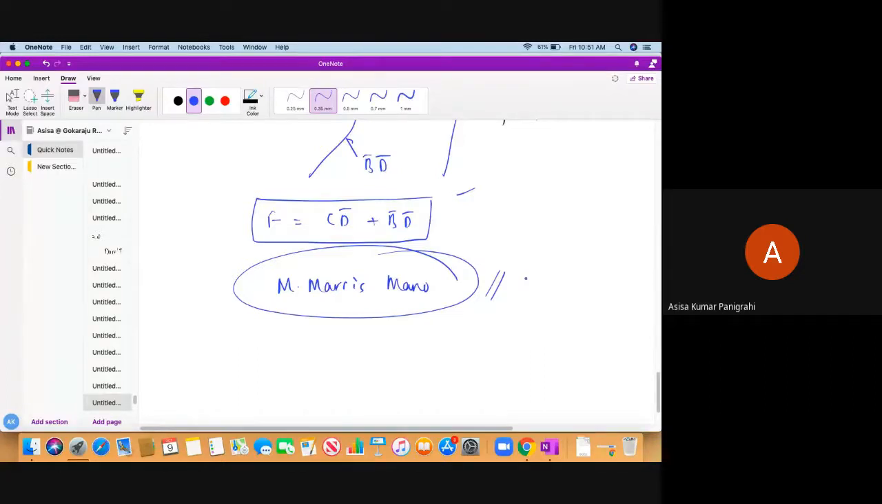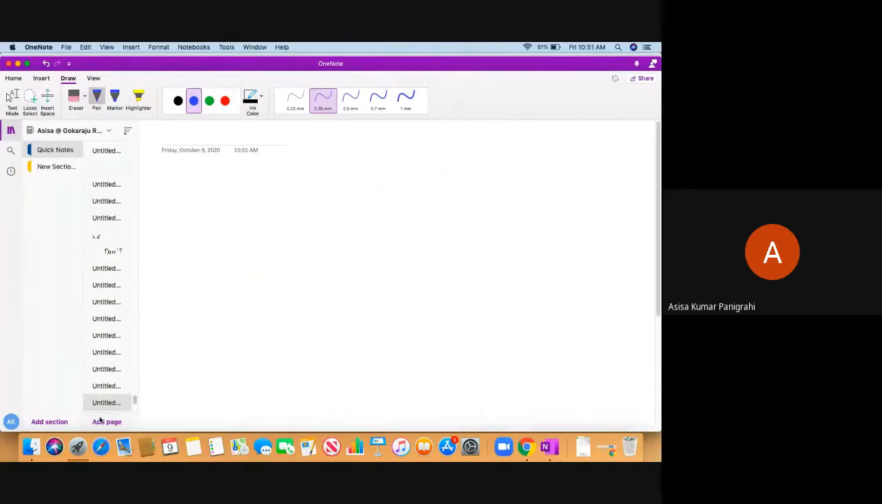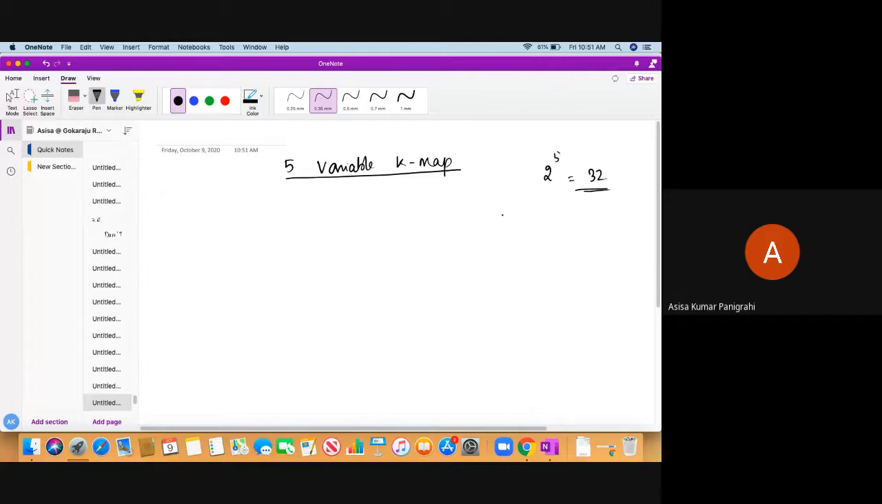Next, we'll go for the last part of the KMap, which we have not yet discussed. If the function is given of 5 variables, so if it is a 5 variable KMap, tell me how many combinations are possible, or how many cells are required to represent 5 variables. Obviously it is 2 to the power 5, 32 cells required. So now tell me how to represent those 32 cells.